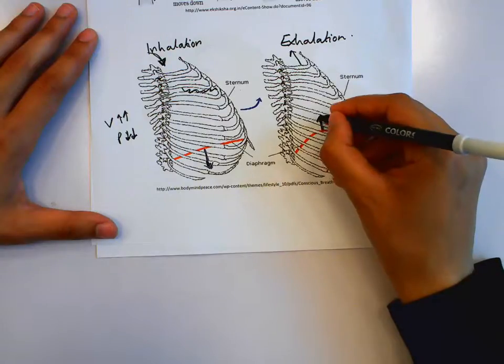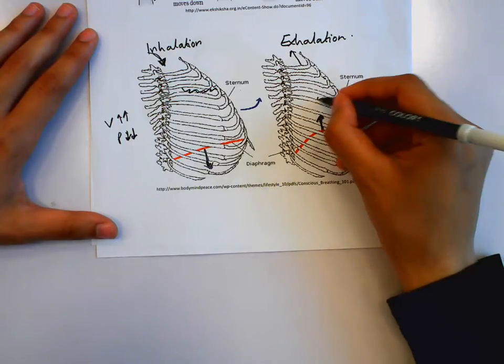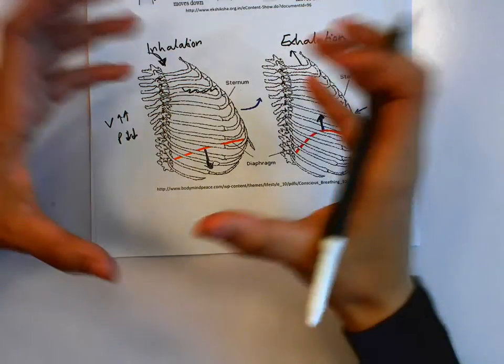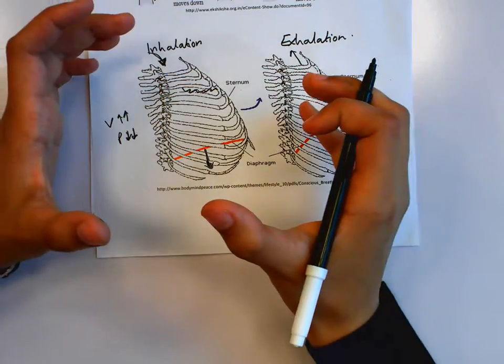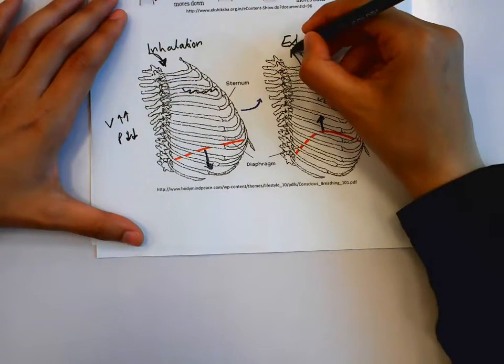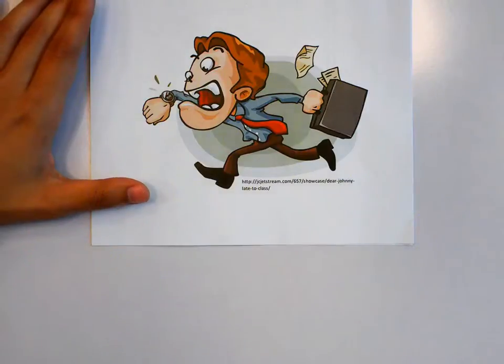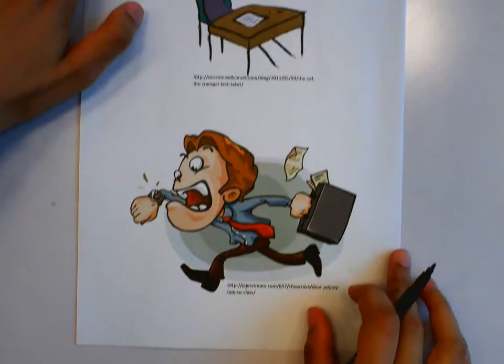The opposite is in exhalation. In exhalation, your diaphragm relaxes, so it moves upward, and your intercostal muscles also relax, so the ribs move inward, decreasing the volume of your thorax, and so the air moves out of your lungs.